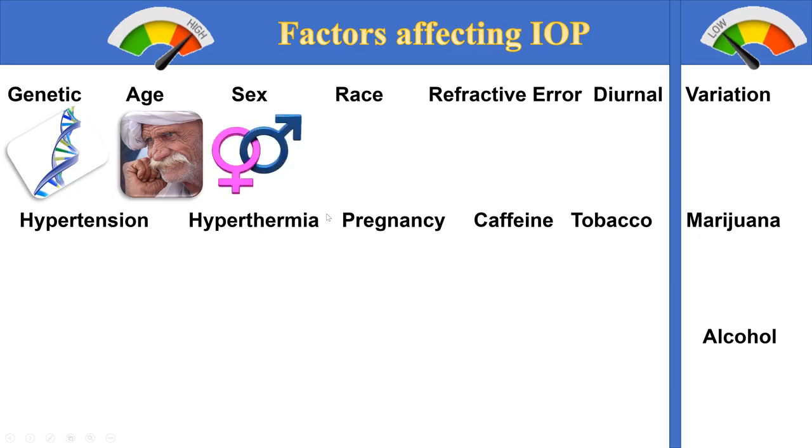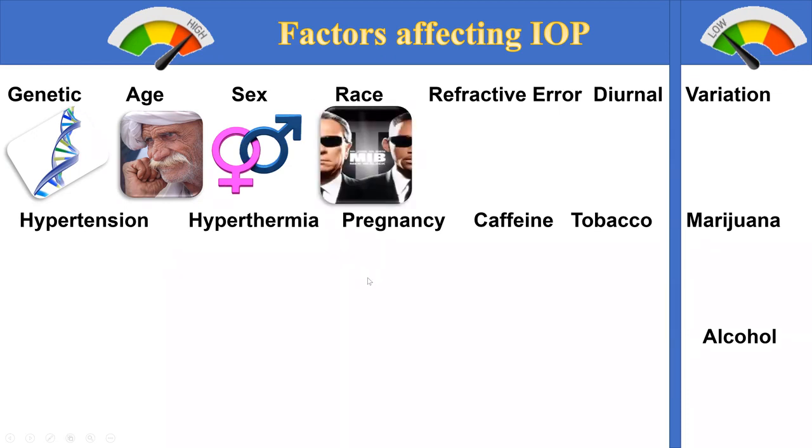Regarding the sex, it was found that the IOP is equal between sexes between 20 to 40 years of age. However, as a person is getting older, it increases more in women. So women will show higher intraocular pressure than men above 40 years of age. The race, well, the race is just more high in black. So the intraocular pressure is higher in black.